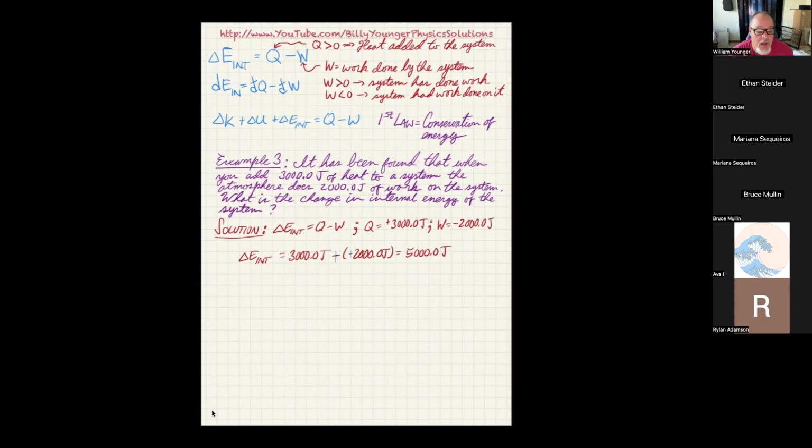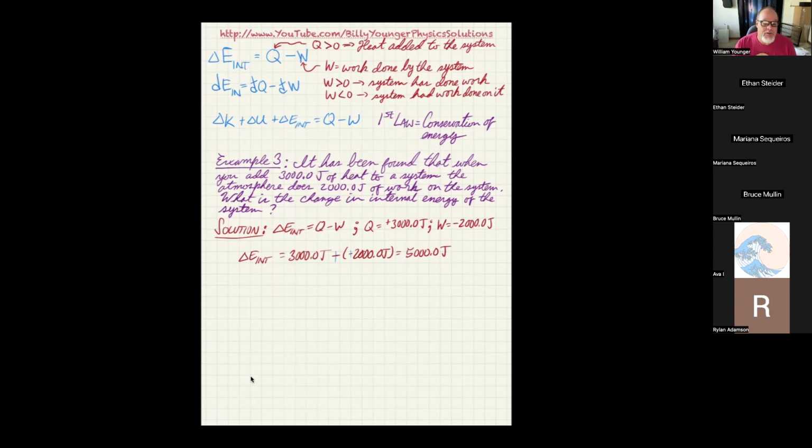Exactly, Ethan. In that case, the work would be positive. So you'd have 3,000 minus positive 2,000, which gives you 1,000. So that's exactly right. Any questions on that one? All right, so that should be like the most rudimentary first law of thermodynamics problem you could possibly do.